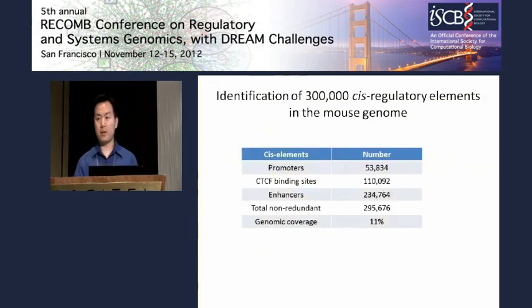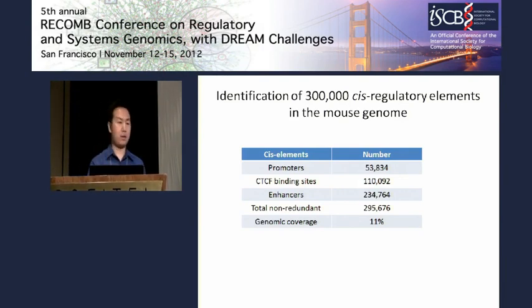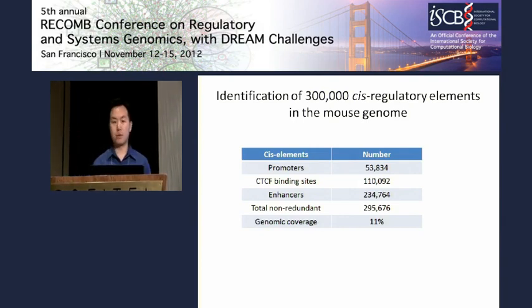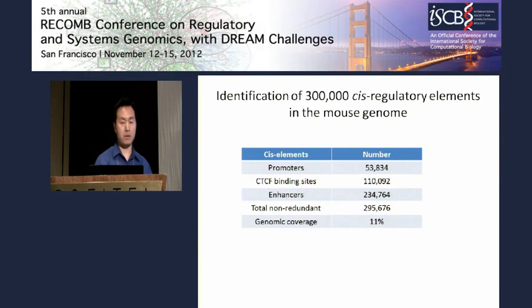From the 19 tissues we studied in this project, we were able to identify over 50,000 promoters, 100,000 CTCF binding sites, and over 200,000 enhancer sequences. Putting everything together, we have this map of nearly 300,000 non-redundant regulatory elements in the mouse genome, and they cover about 11% of the mouse genome. This is a great expansion of the annotation of the mouse genome, compared with the 2% of protein coding sequences.